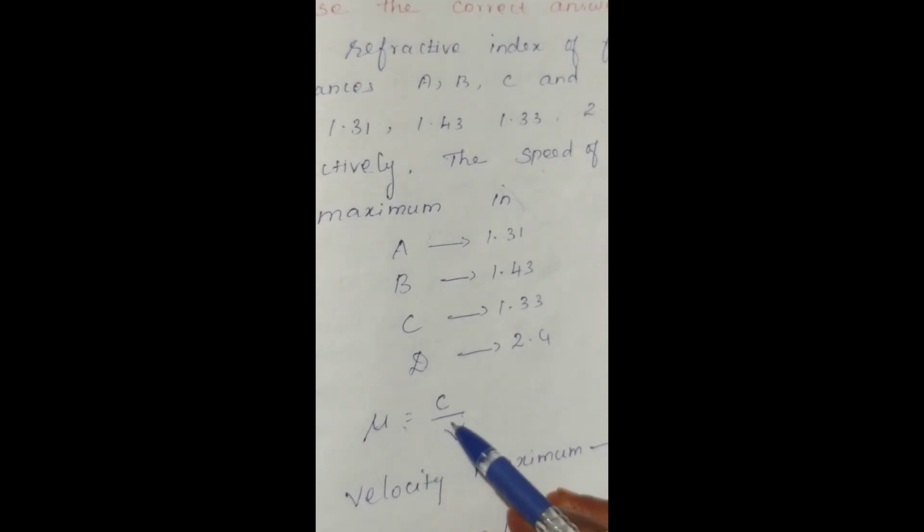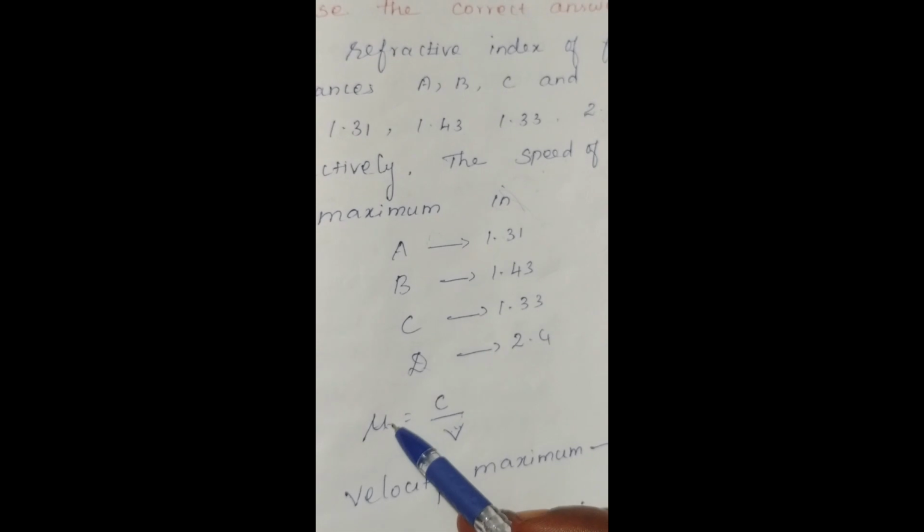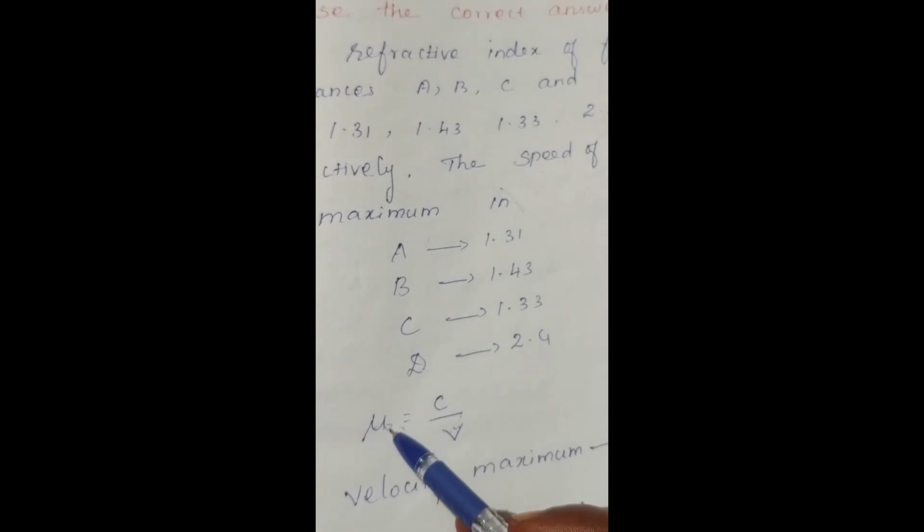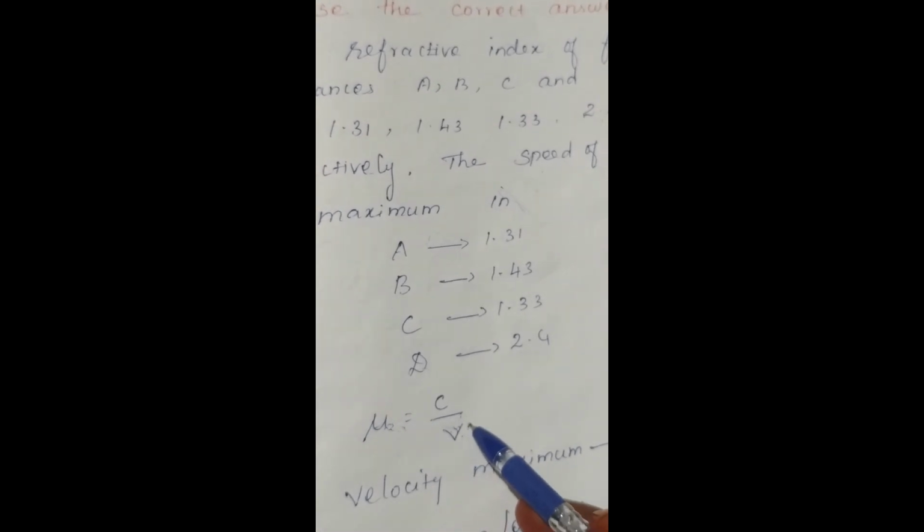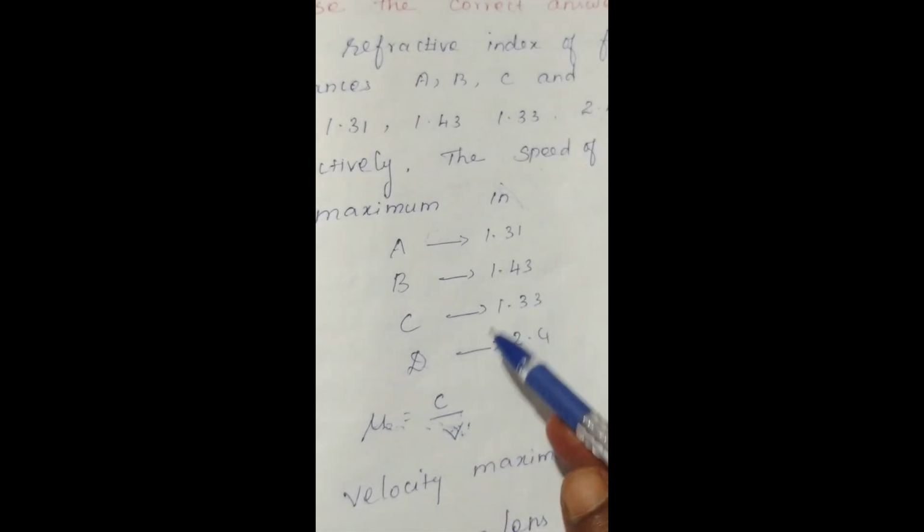What does this mean? The velocity of the medium and the refractive index are inversely proportional. That is, if the velocity is maximum, the refractive index should be low. In whichever medium the refractive index is low, in that medium only the velocity is maximum. As per this relation, now we have to check which medium has the low refractive index value. Can you identify? 1.31, 1.43, 1.33, 2.4. Which is the lowest one?